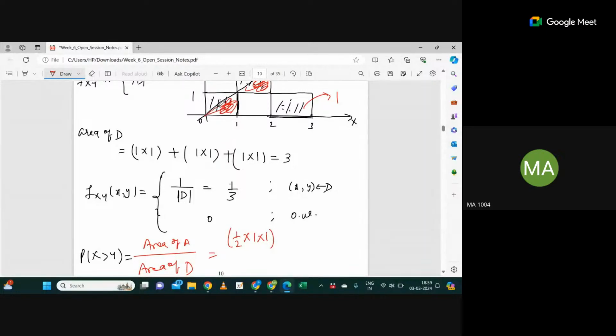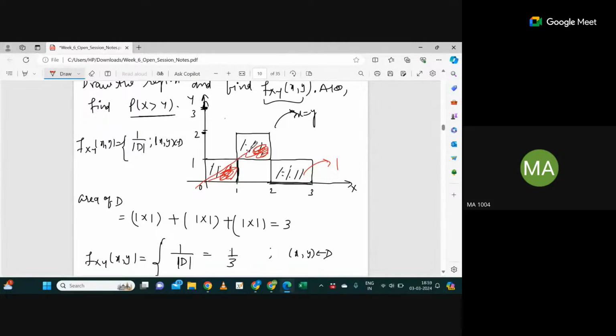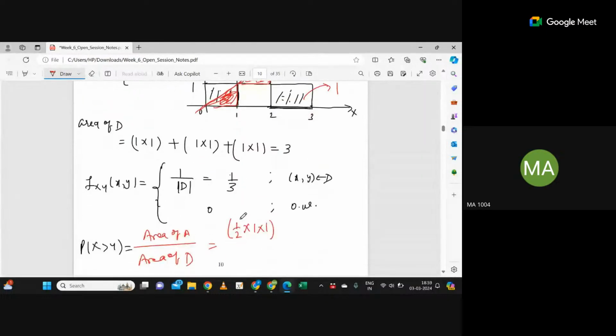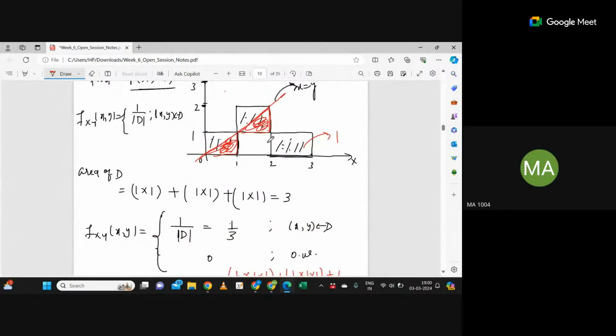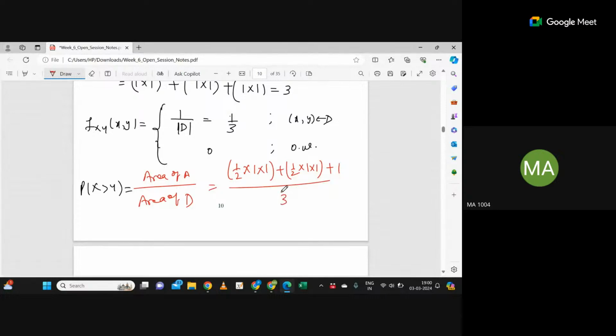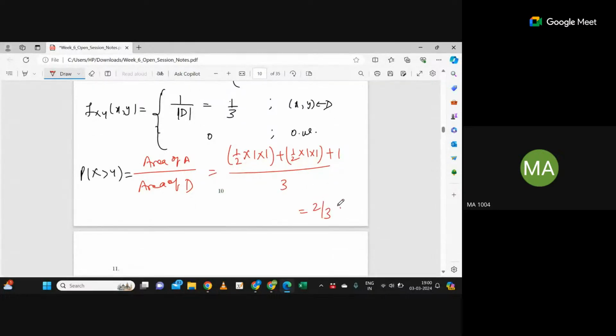This line should be straight, but here I'm not able to draw properly. Basically, if you see, this is the triangle, right? So half into base into height, plus for the second one again half into base into height, and plus 1 for this whole thing, divided by 3. So it will be 2 by 3. Is this clear? Are you getting the idea? Okay, fine.